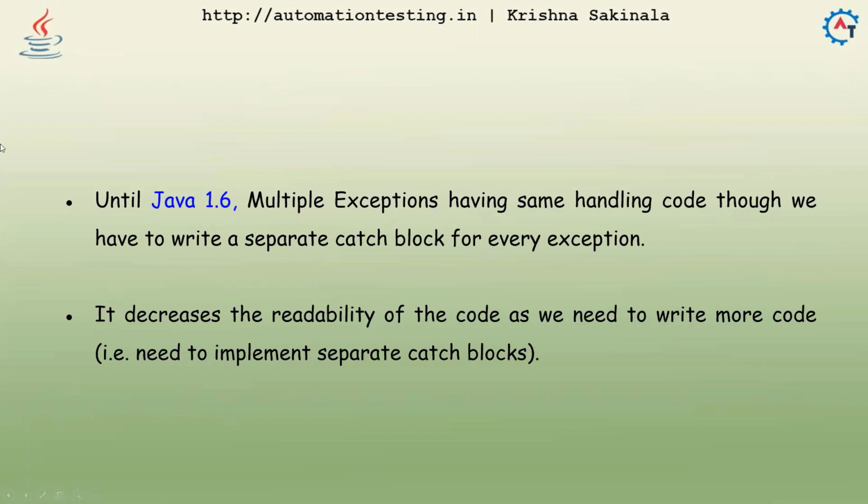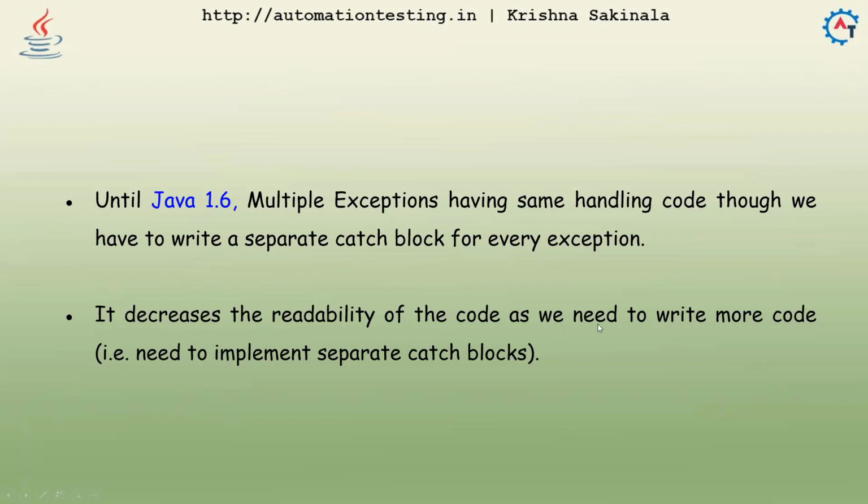So you have a try block. Inside the try block, you have risky code. There might be a chance that an exception may be raised. To handle that, we need to write multiple catch blocks: for arithmetic exception, one catch block; IO exception, another catch block; number format exception, another catch block. But the handling code is the same. Even then, we need to write multiple catch blocks for each and every exception. So that is for until Java 1.6.